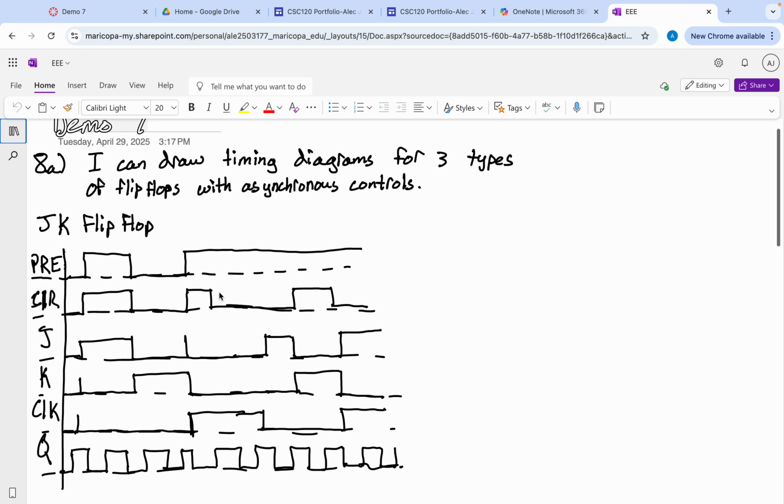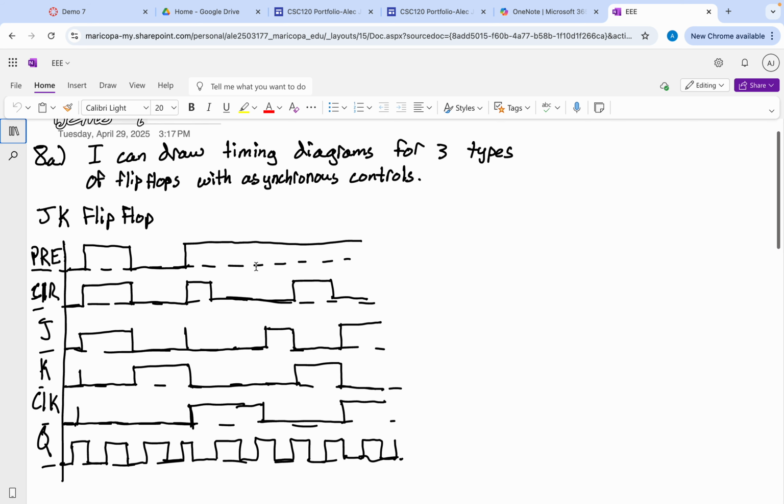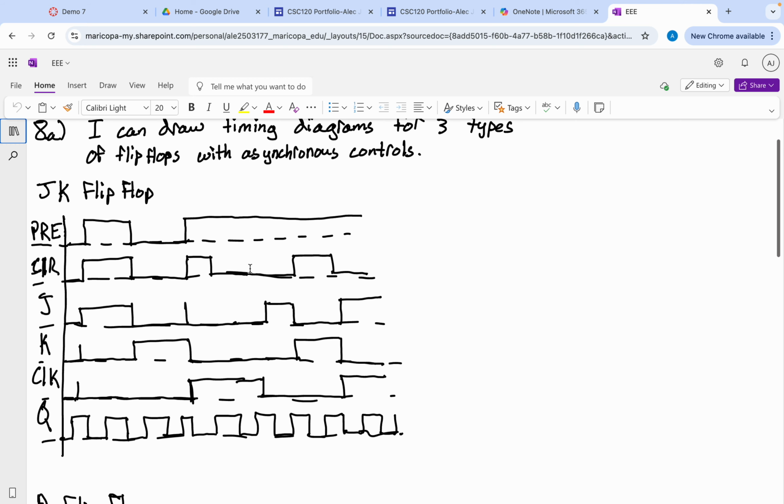So for my JK flip-flop, here is my timing diagram, and pretty much I'm just going to go line for line and explain what each one of these is doing. So for the preset, it's an asynchronous input. When pre is low, meaning active, it immediately sets Q equal to 1, regardless of the clock, J or K. And so in this diagram, the pre starts low, then goes high, and later drops low, and then high again.